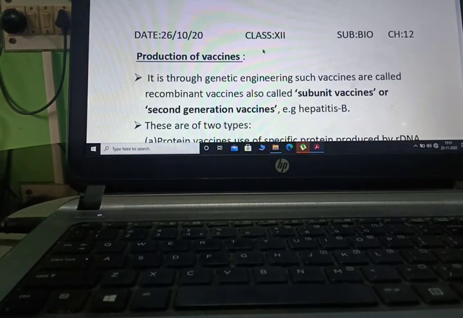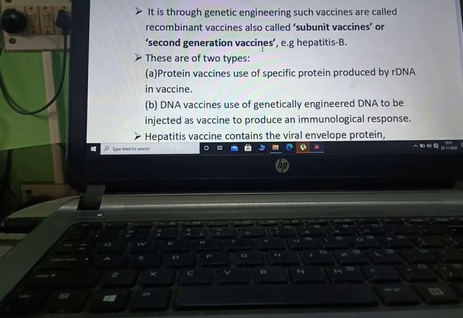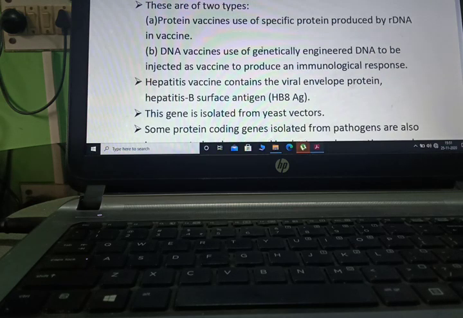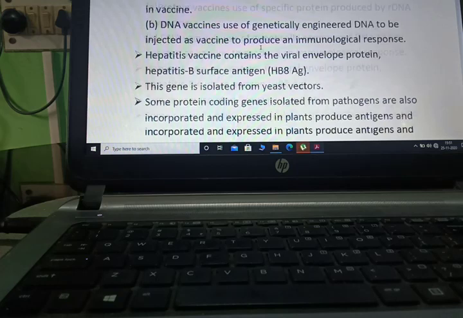Hi students, today we are starting our next topic, that is production of vaccine. It is through genetic engineering. Such vaccines are called recombinant vaccines or subunit vaccines or second generation vaccines. Example, hepatitis B. These are of two types.